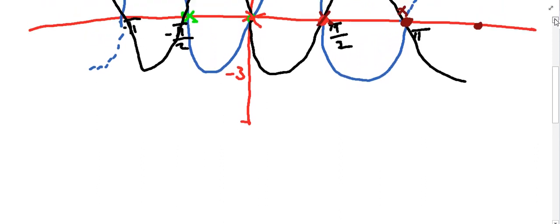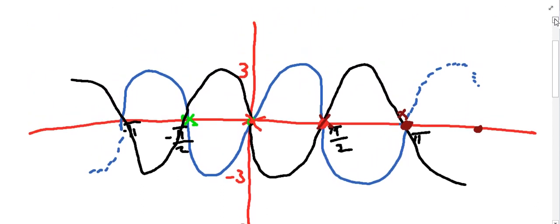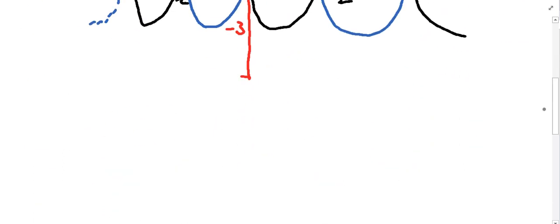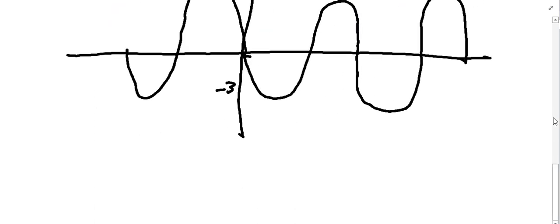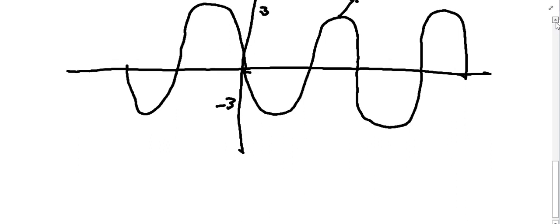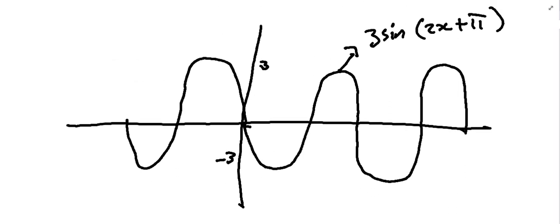So if I have done this, this guy had no phase shift. So meaning this guy was just simply 3 sine 2x. So from there now, I have drawn that. Now I need to go back to the equation and look for what the question is asking me to.